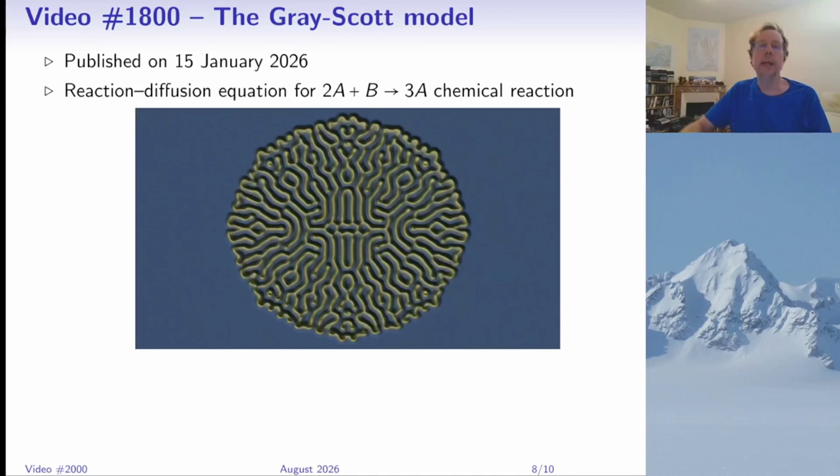Video number 1800 introduces another reaction diffusion equation known as the Gray-Scott model. This is a model for a chemical reaction where two A molecules encountering one B molecule transform into three A molecules, and it leads to really beautiful patterns such as mazes in this case, but you can also have gliders, you can have space-time chaos, and so on and so forth.